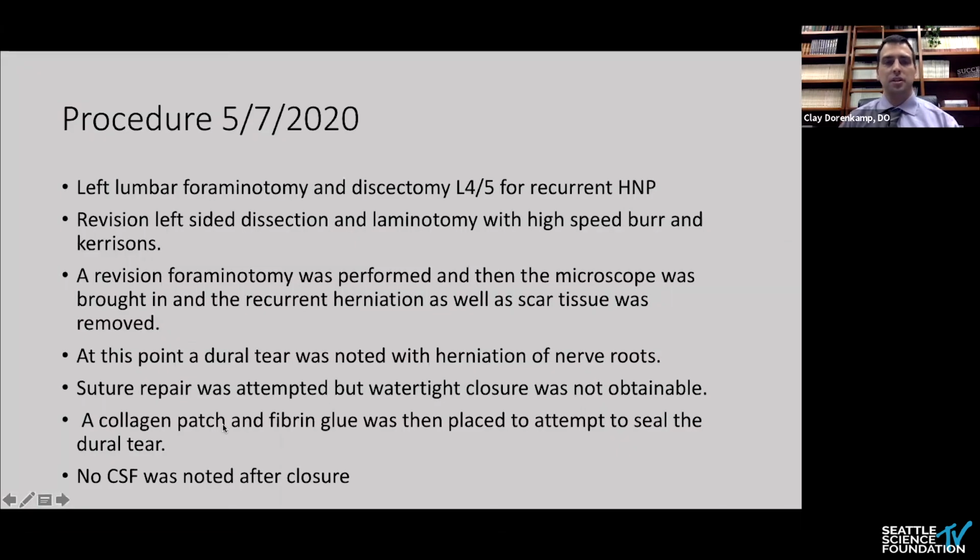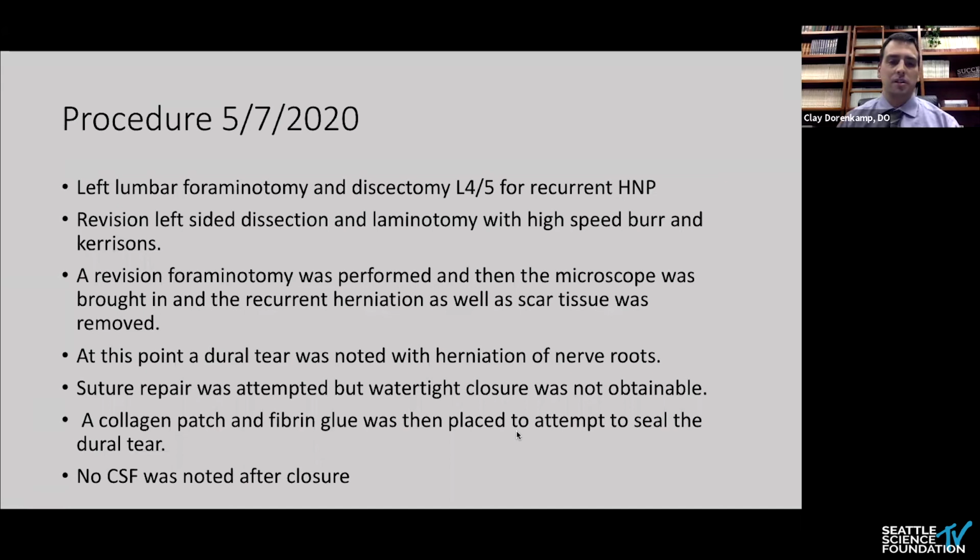So at this procedure, she had a left lumbar foraminotomy and discectomy at L4-5, the revision left-sided dissection and laminectomy with a high-speed burr and Kerrisons. A revision foraminotomy was performed, and then the microscope was brought in, and the recurrent herniation as well as scar tissue was removed. At this point, a dural tear was noted with herniation of the nerve roots.